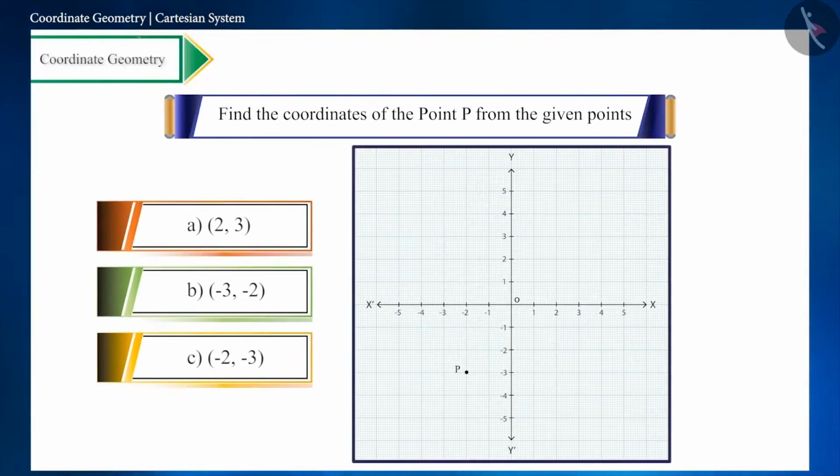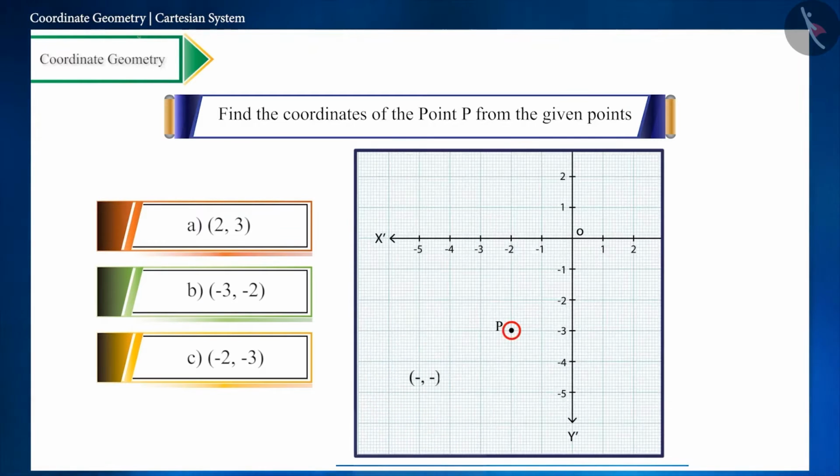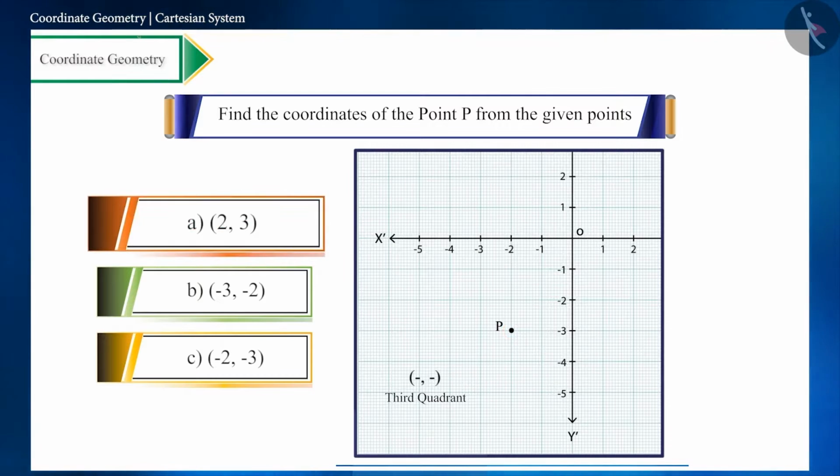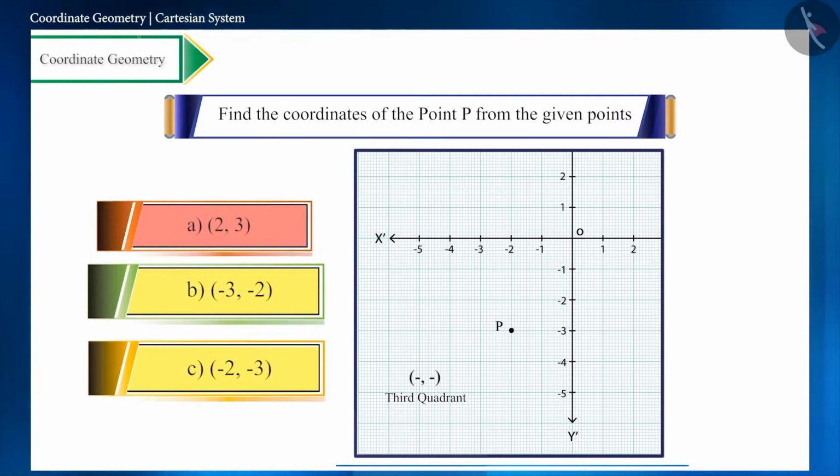Friends, which of the given points is the coordinate of the point P? Point P is in the third quadrant. That is, the first option will not be the correct answer. Now the remaining two options. These two options are the coordinates of the third quadrant.